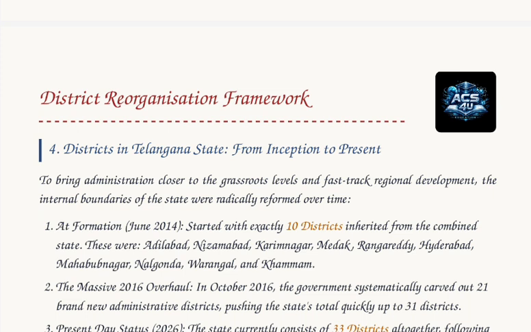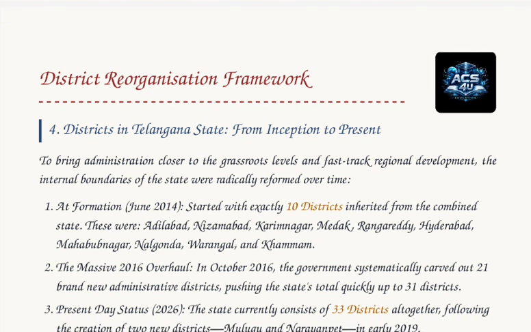The massive 2016 overhaul. In October 2016, the government systematically carved out 21 brand new administrative districts, pushing the state's total quickly up to 31 districts.